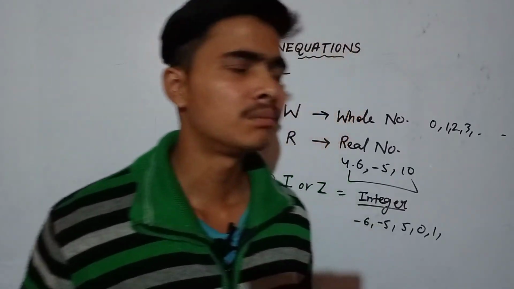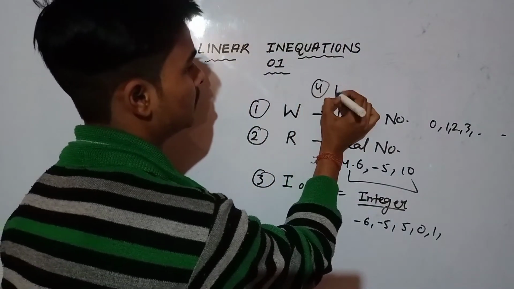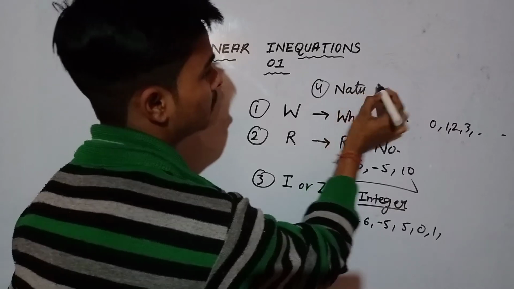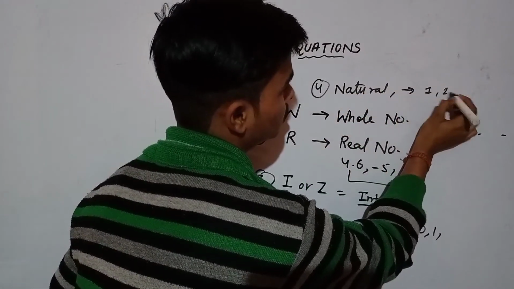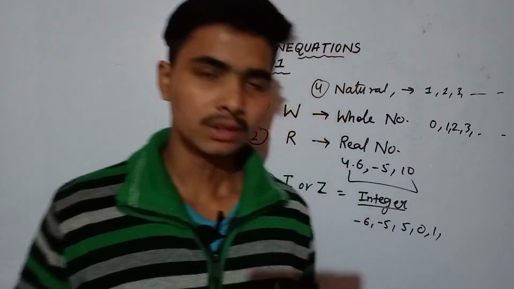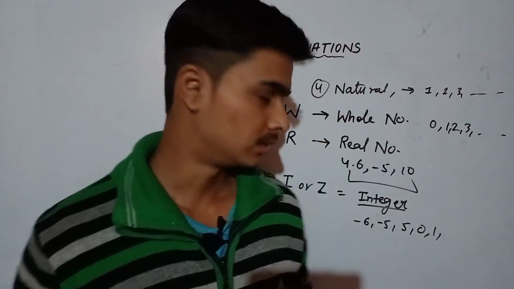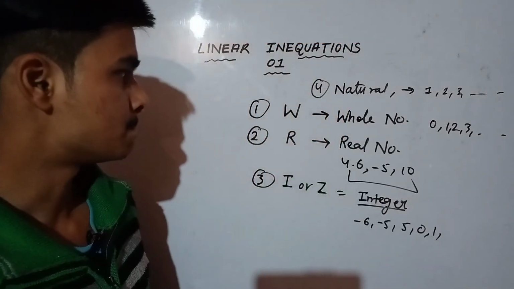And natural numbers, I don't think they are required, but if required, you already know that a natural number starts with 1. So 1, 2, 3 until infinity. So these are the basic things which are first of all required. Kindly note all this.